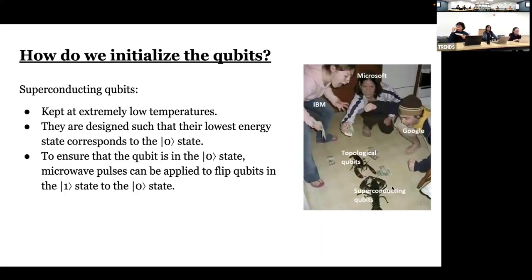So how do we initialize the qubits, actually? This is the example with superconducting qubits. They're kept at extremely low temperatures, and they're designed such that their lowest energy state corresponds to the 0 quantum state. To ensure that the qubit is in the 0 quantum state, microwave pulses can be applied that flip the qubits that are in the 1 state to the 0 state.